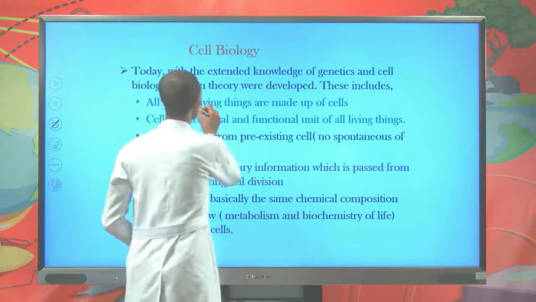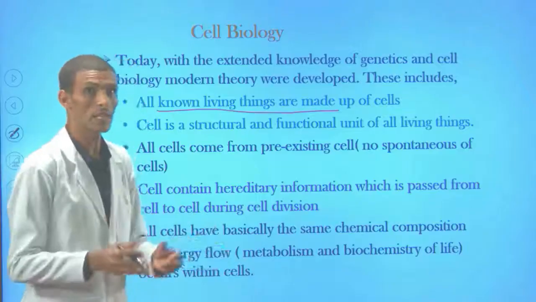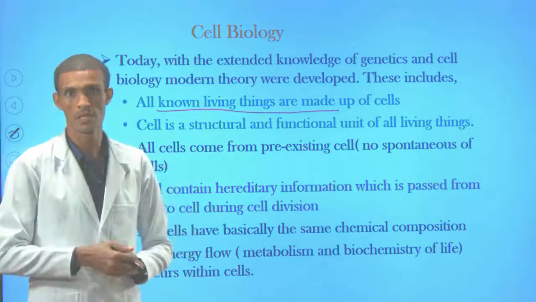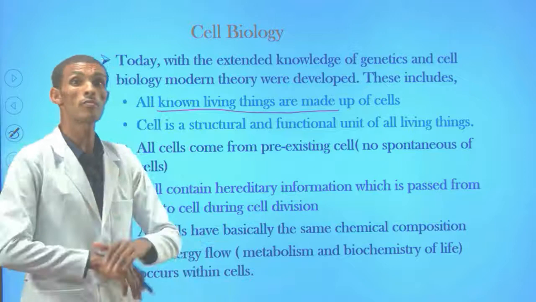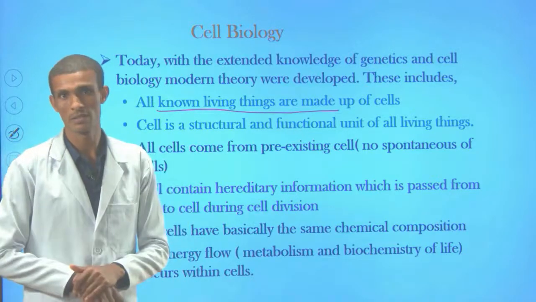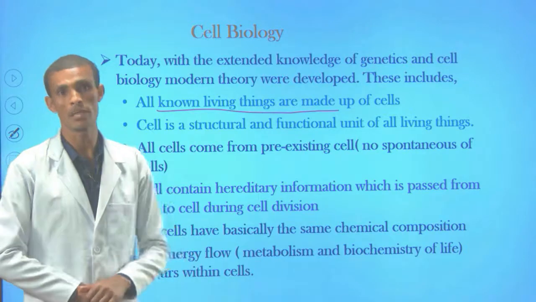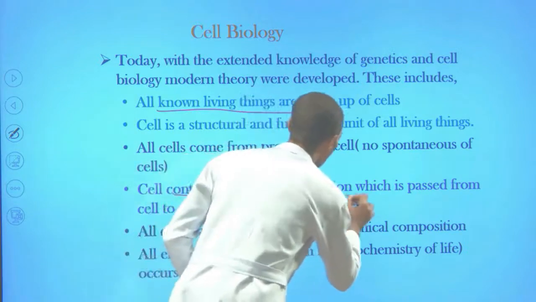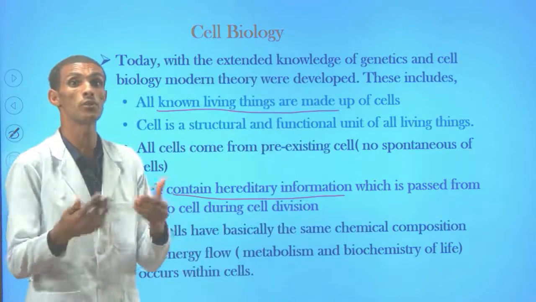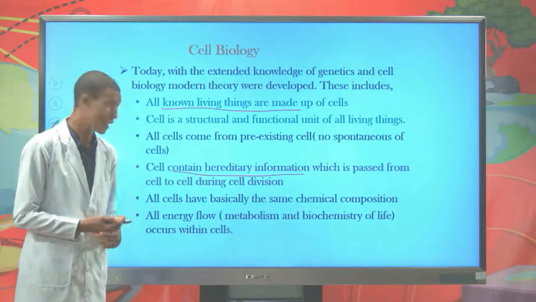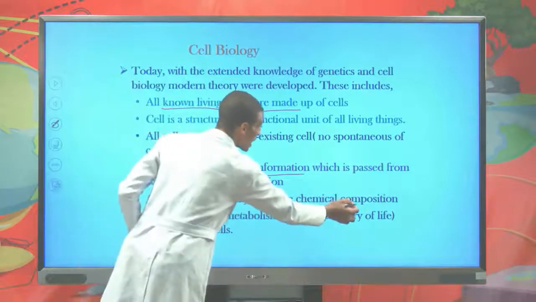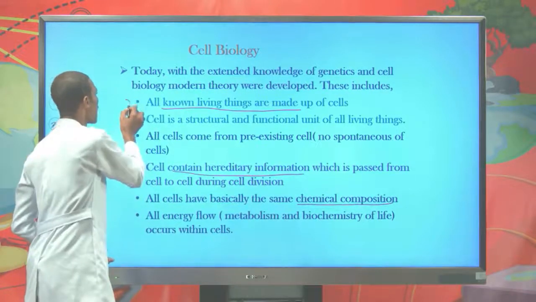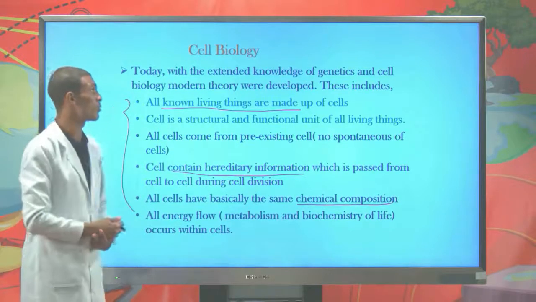Cell is the building block of all living organisms. Structurally and functionally, the cell is the basic unit of all living organisms. As well, cells come from pre-existing ones. There is no spontaneous generation of cells. Another point: there is hereditary material contained in the cell that can pass from generation to generation. Additionally, all cells have basically the same chemical composition. These are the widely accepted cell theory developments today.